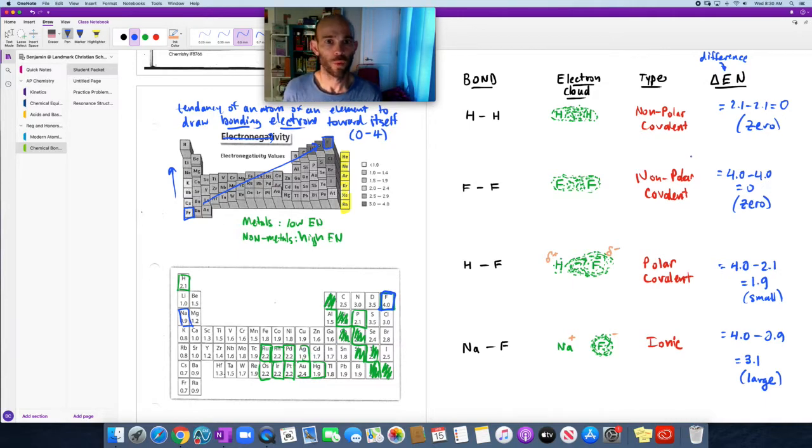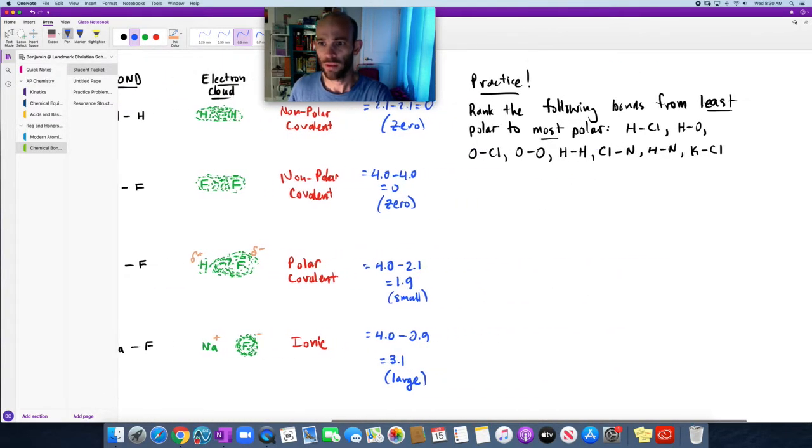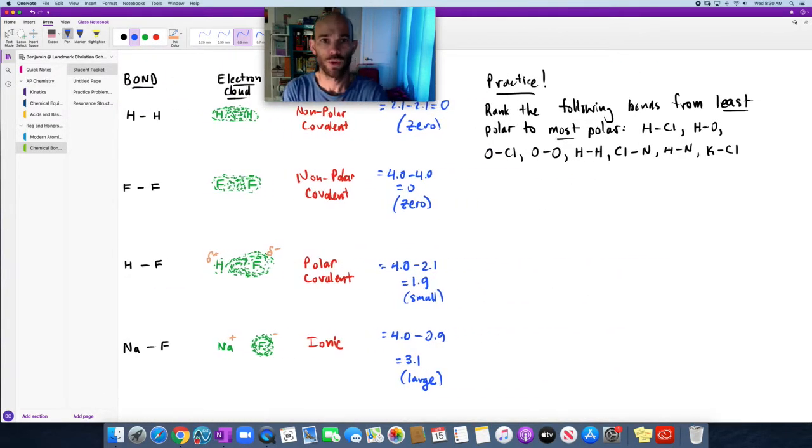But we're just focusing on the bonds between nonmetals, which are covalent, either polar or nonpolar, and a metal and a nonmetal, which is going to give you an ionic bond. Okay, so let's do a little practice. We're going to rank the following bonds from least polar to most polar.